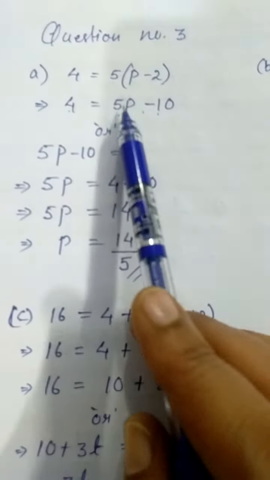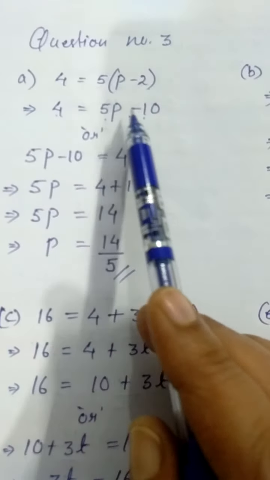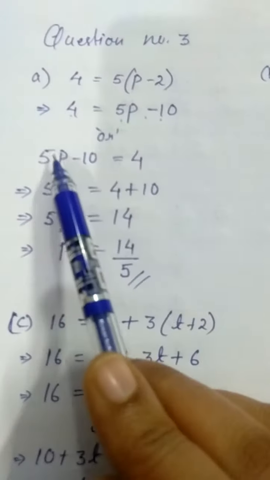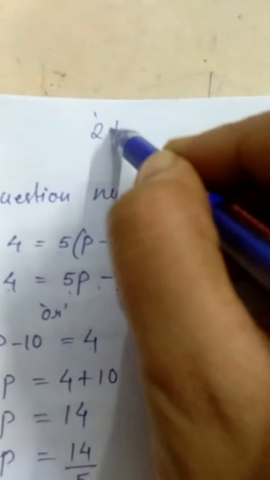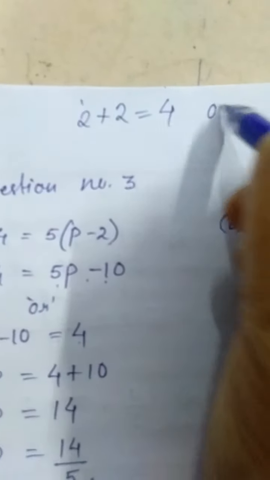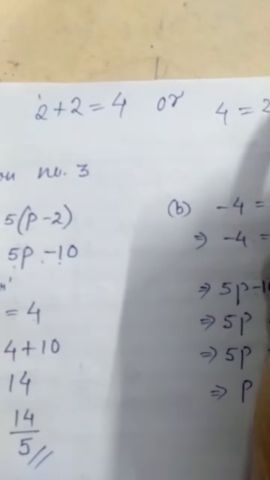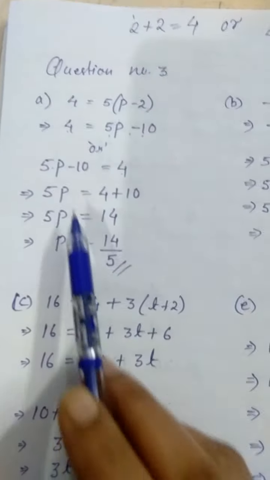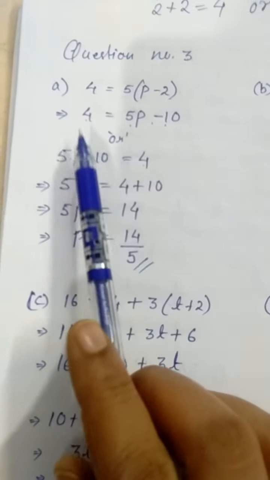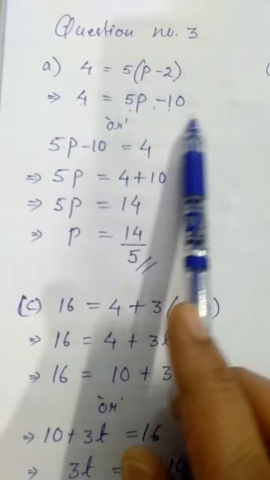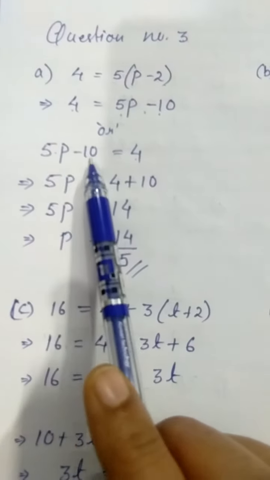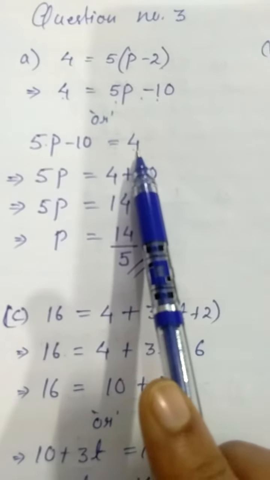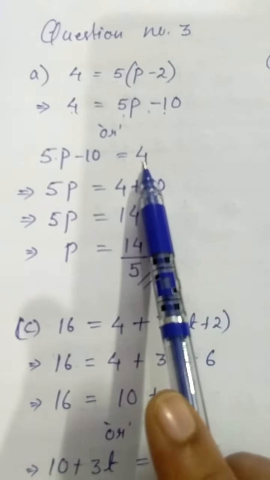Now children, this 4 is equal to 5p minus 10 can be written as 5p minus 10 is equal to 4. Either you write 2 plus 2 is equal to 4, or you write 4 is equal to 2 plus 2. It is same way children. Here also we are doing the same thing. 4 is equal to 5p minus 10, or it can be written as 5p minus 10 is equal to 4. I hope there is no confusion.